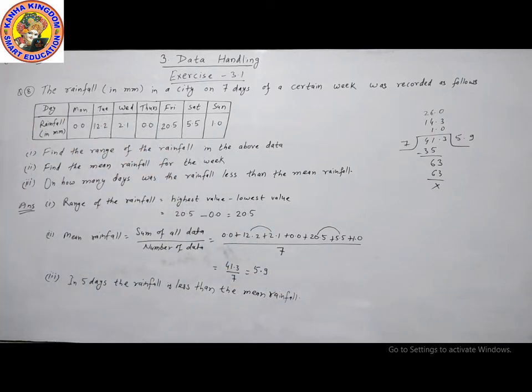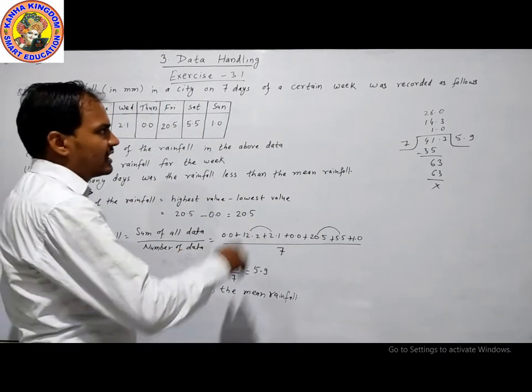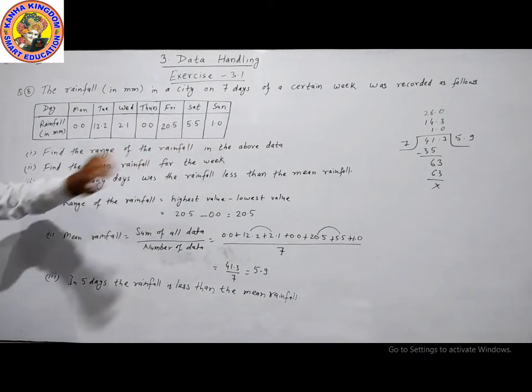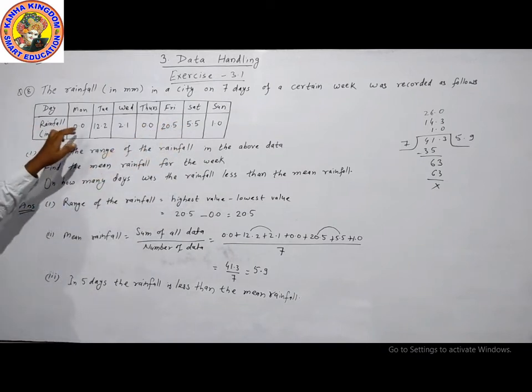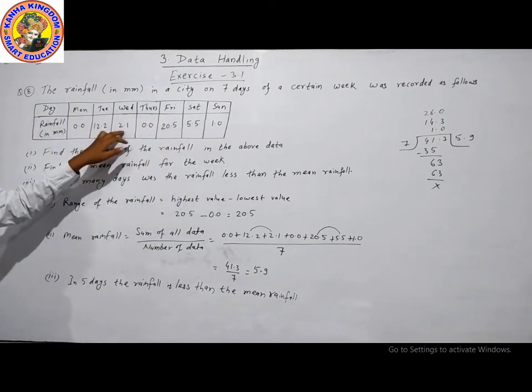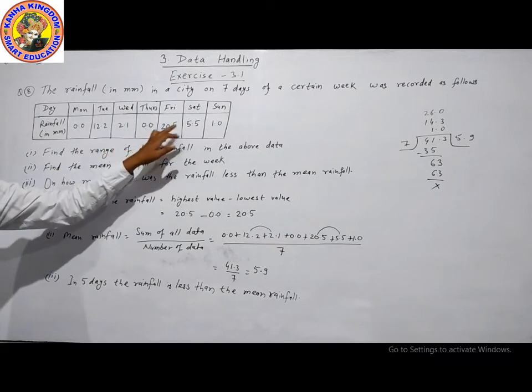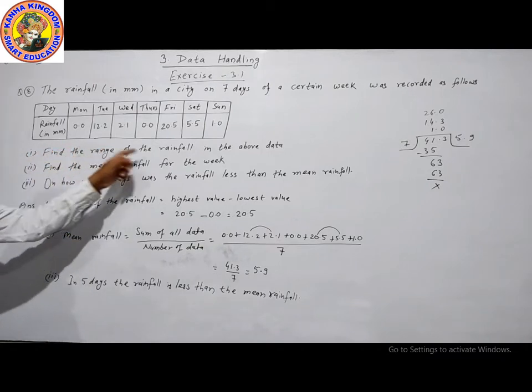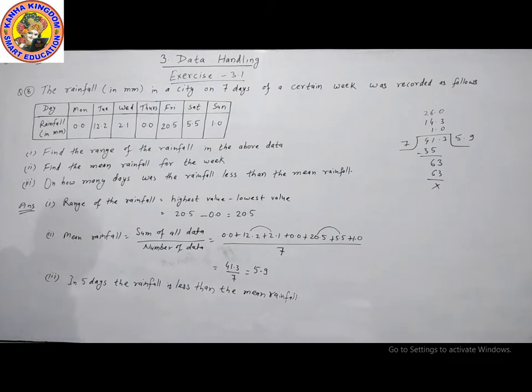Now let's begin from this question. The rainfall in mm in a city on 7 days of a certain week was recorded as follows. The days are Monday, Tuesday, Wednesday, Thursday, Friday, Saturday and Sunday. The rainfall in mm is 0.0, 12.2, 2.1, 0.0, 20.5, 5.5, 1.0. Question number 1: find the range of the rainfall in the above data.